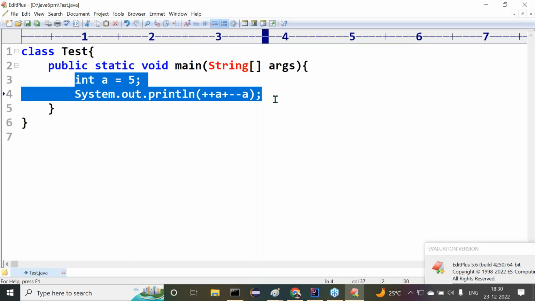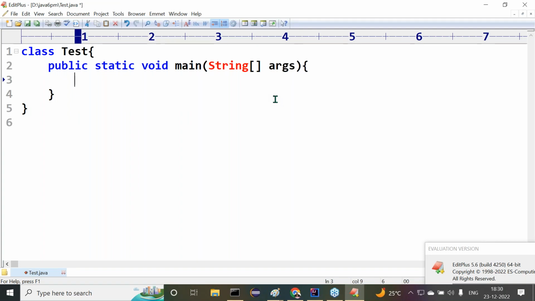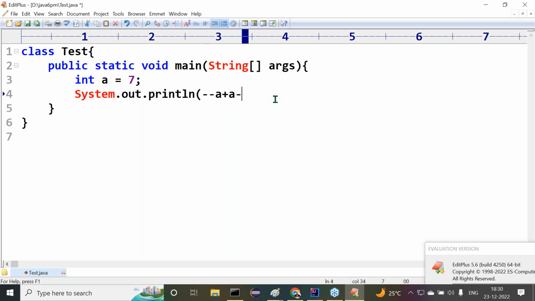Try to take this program, all of you. Class Test, public static void main(String[] args), int a = 7. System.out.println(--a + a-- + --a).